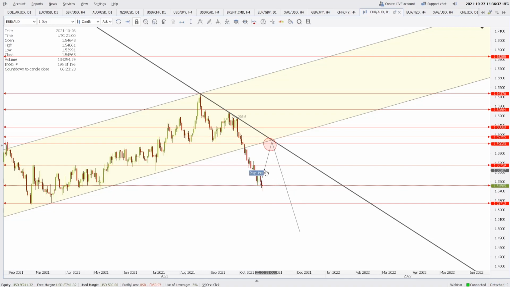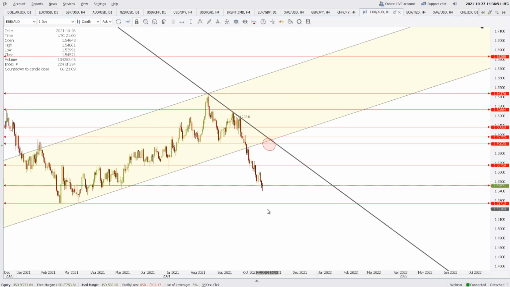But if the price continues lower like this, it will not be a good price action, and the V-shaped recovery may be possible in that case. But right now 1.5271 is the lowest most support that I am expecting in this market.